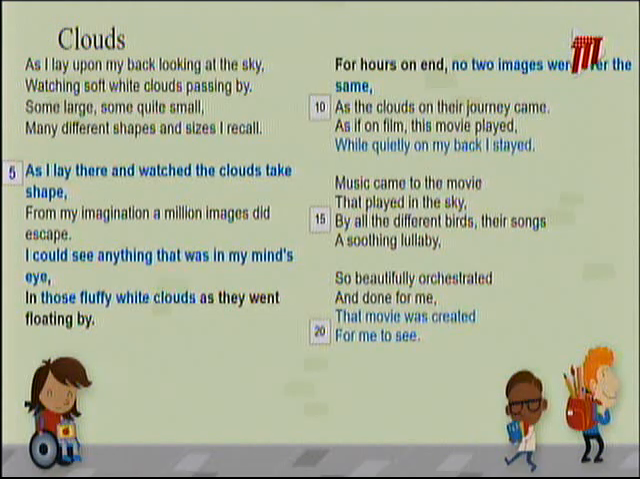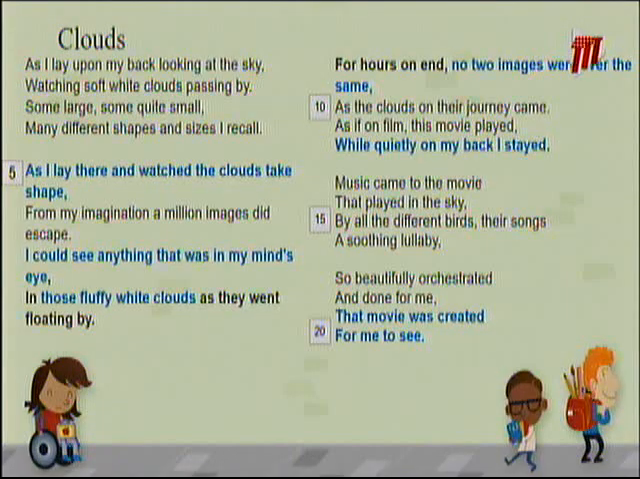Let's take a look at stanza 3. For hours on end, no two images were ever the same. Because this line asks us to consider images, we would need to use our eyes to look at these images. So this line would appeal to the sense of sight. Let's take a look at the last line of stanza 3. While quietly on my back I stayed. This line speaks of quietness because you need to use your ears to identify quietness or noise. This line would appeal to your sense of hearing.